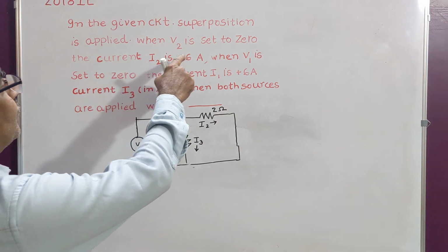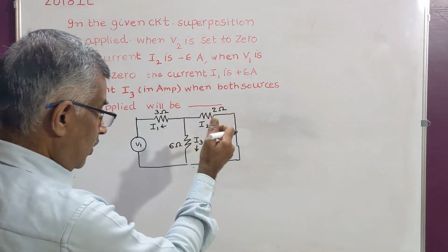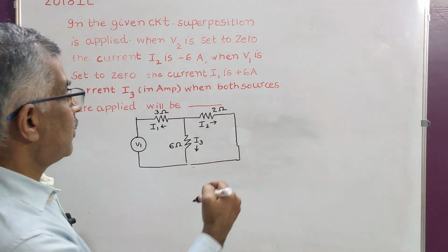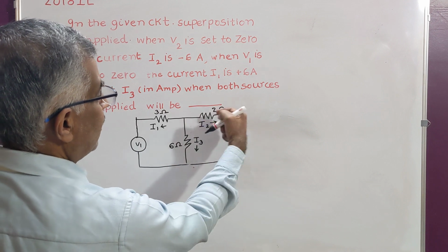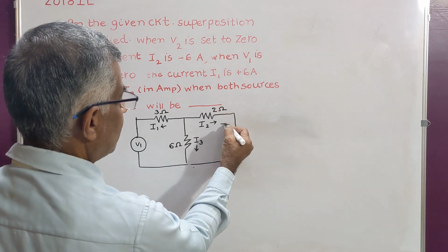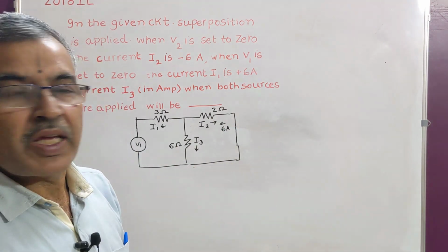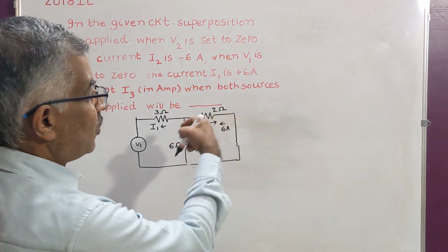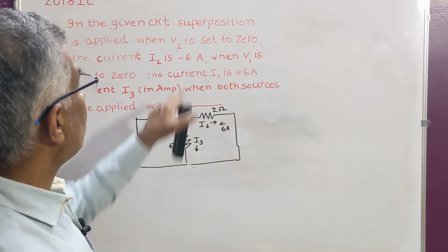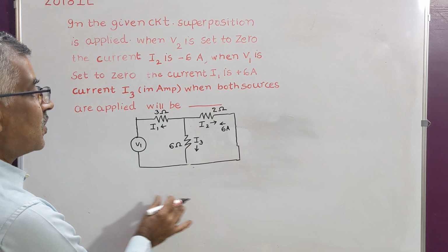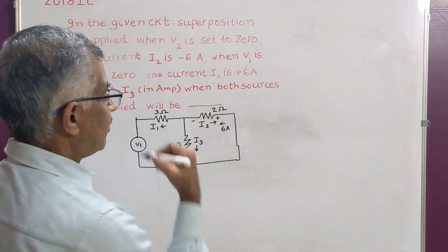Now I2 is minus 6 amps. I2 is shown in this direction. So it is negative, minus 6 means it is flowing like this. Therefore, it is flowing like this. That is 6 amperes. You need not attach a minus sign. Once you show the direction, you need not mark the negative sign. So minus 6 amperes.